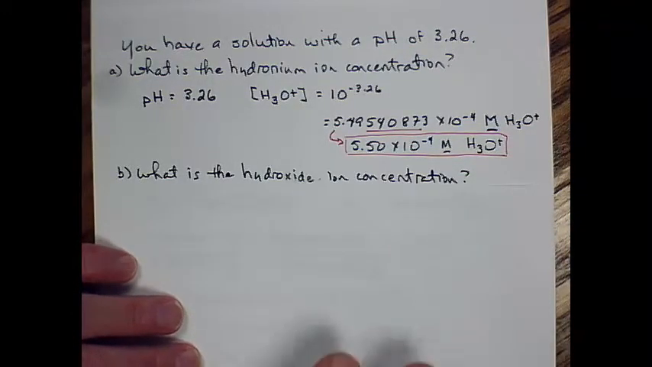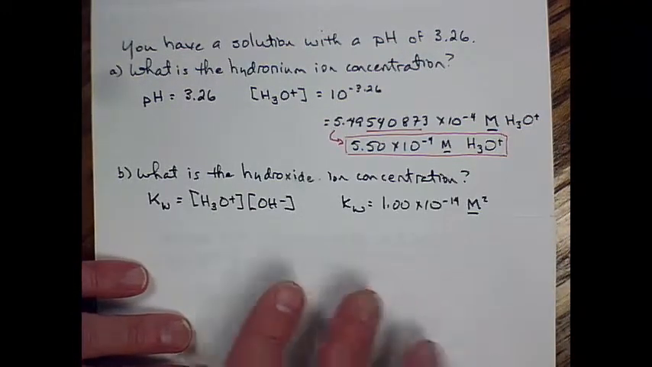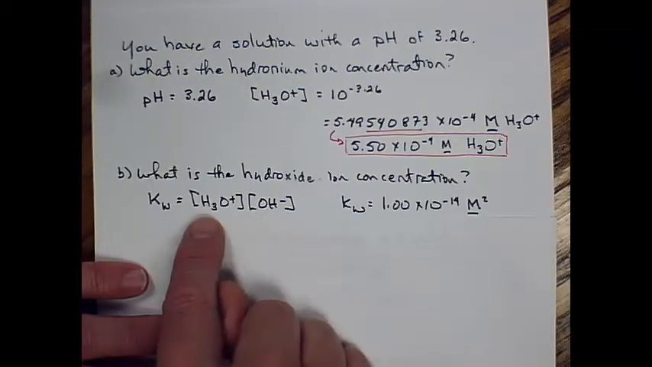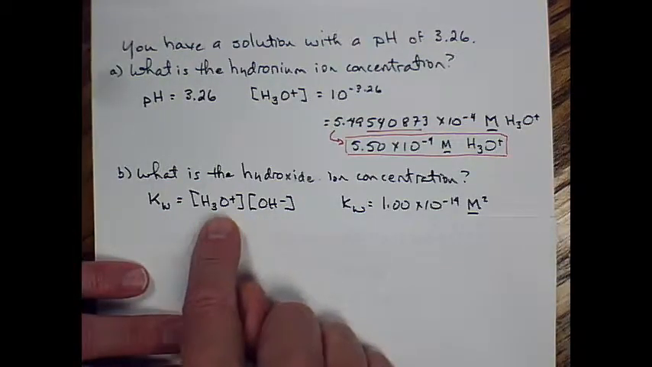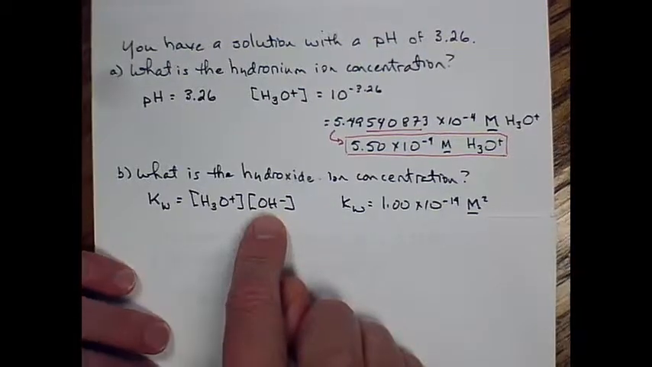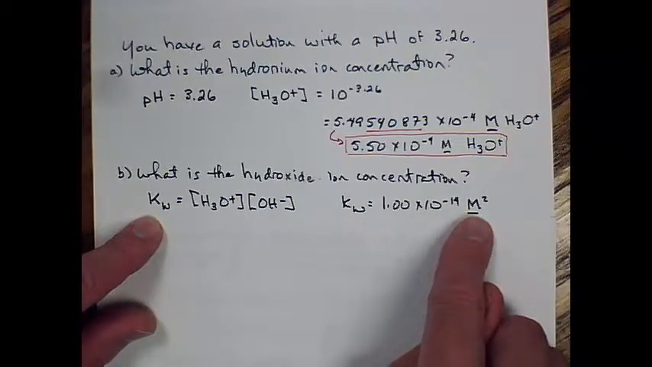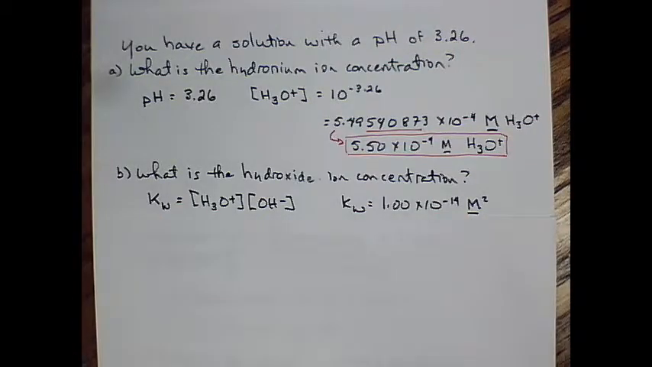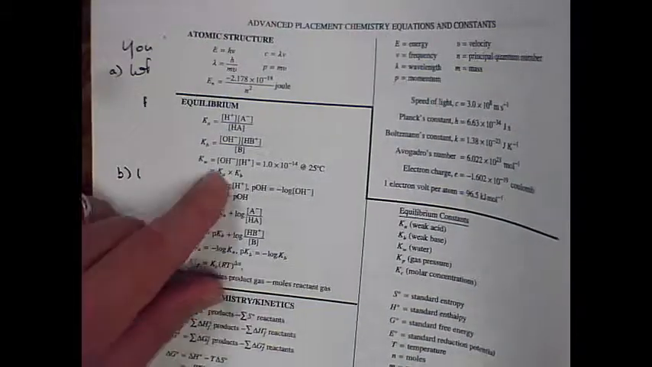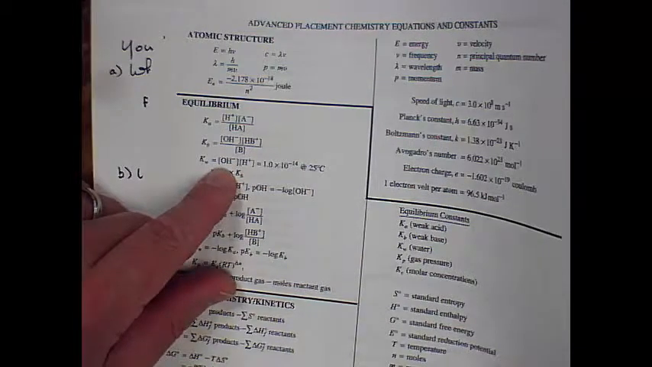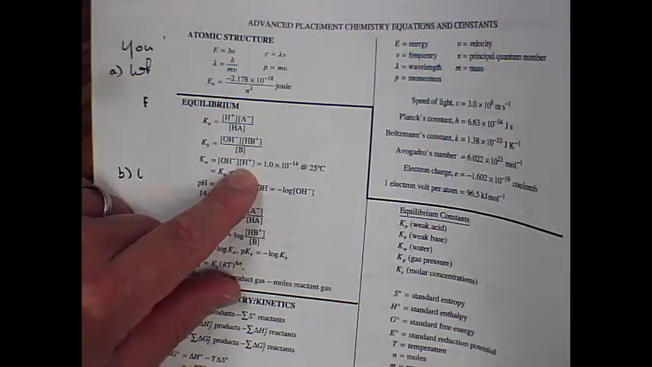So what is the hydroxide ion concentration? Well, we use this equation. Kw equals hydronium ion molar concentration times hydroxide molar concentration. The value of Kw is 1.00 times 10 to the negative 14 molar squared. On a lot of test references, you'll find a lot of these. In this case, it says Kw equals hydroxide ion molar concentration times hydrogen ion molar concentration. Well, hydrogen ion molar concentration is the same value as the hydronium ion molar concentration.